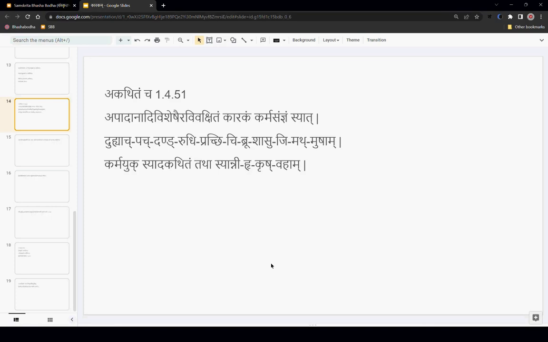So of these, the Karmani Prayoga or Karmani Rupa of all these dhatus, we went through them, right? For example, Duha becomes Dushyate, Yach, Yachyate, Pachyate, Dandyate, Rudhyate, Prachate or Pruchate, Chiyate, then what? Bruyate, then Shasyate, or no, Shishyate, then Jiyate, Mathyate, Mushyate.